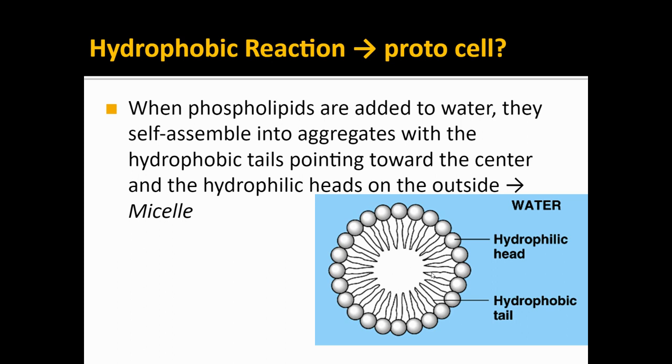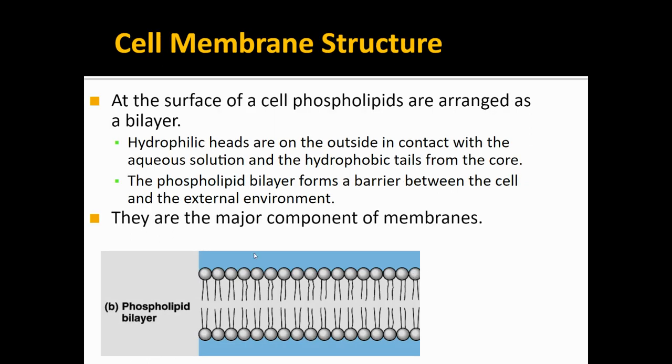Now, that's a little bit different than a cell membrane. A cell membrane consists of a phospholipid bilayer. But above these hydrophilic heads, you would have the exterior part of the cell, which in most cases is going to be a watery environment. And at the bottom here, you're going to have the interior part of the cell, which is also going to be basically a watery environment. So this is what makes up your cell membrane.